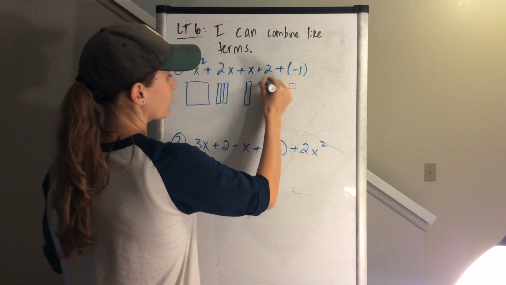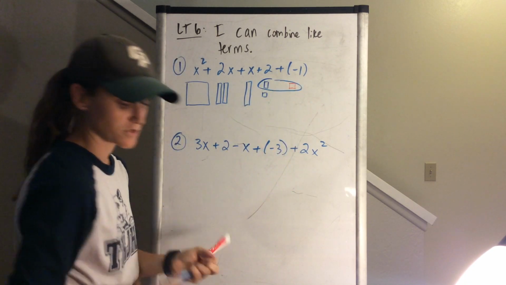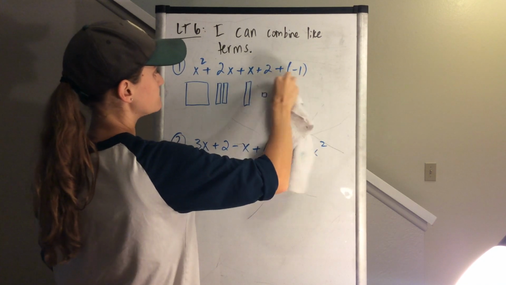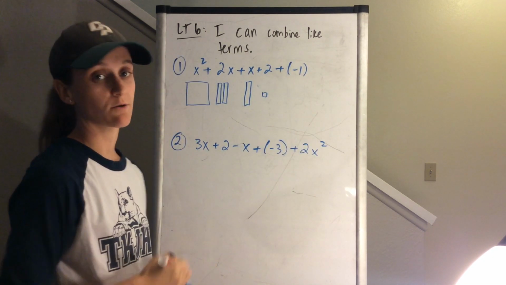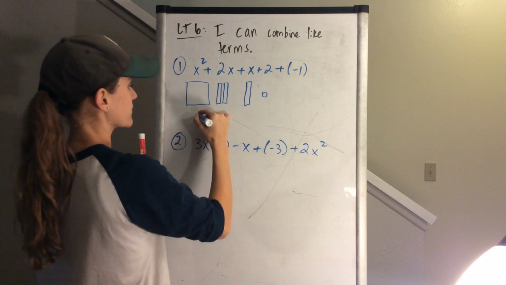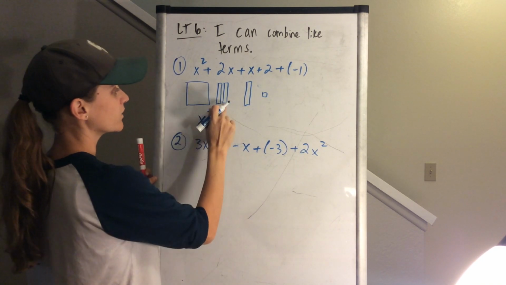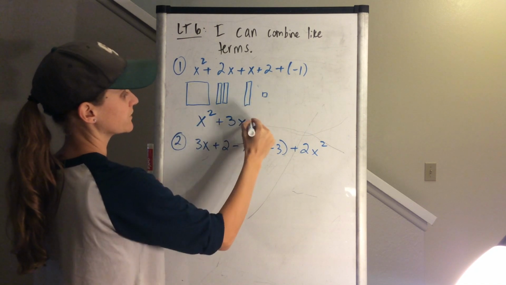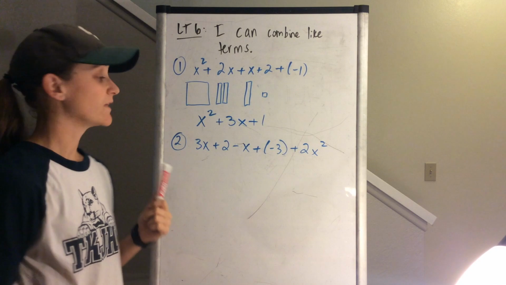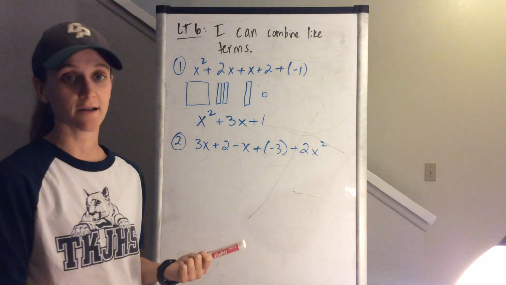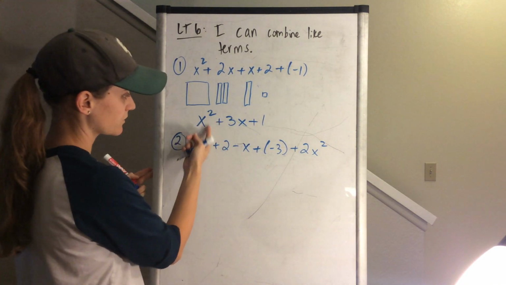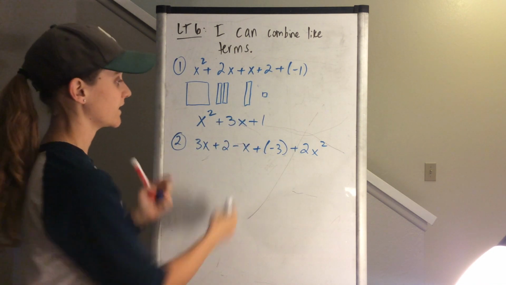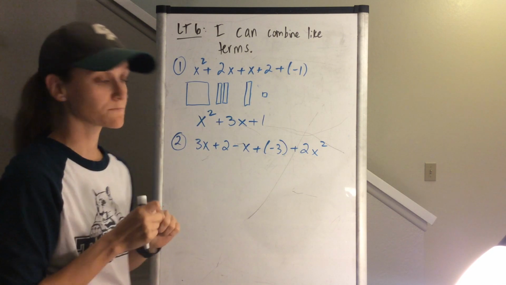So here, if I have 1 and -1, that's going to equal 0. If I had the tiles, I would take them away, or I can erase them. Now I'm going to count what I have left. I have an x squared. I have 1, 2, 3 x tiles, so I do plus 3x. And I have 1 unit, so I put plus 1. That's fully simplified or combined because all the x squareds are together, all the x's together, and all the 1's are together. I can't do anything after that. I can't combine these because they're not like terms.